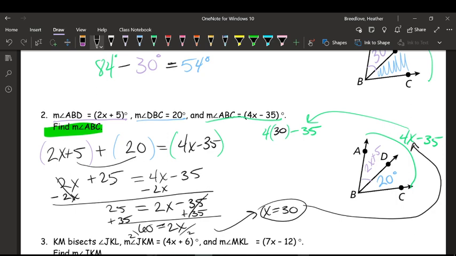4 times 30. 4 times 3 is 12. There's a 0 there, so that's 120. 120 minus 35. If I do 120 minus 30, that's 90. Take away 5 more, that's 85. So 85 degrees equals angle ABC. Or the measure of angle ABC.